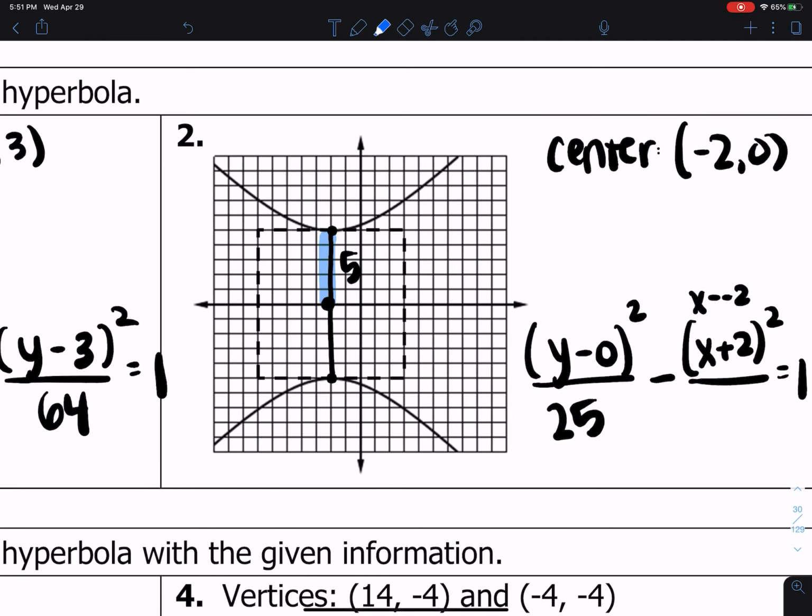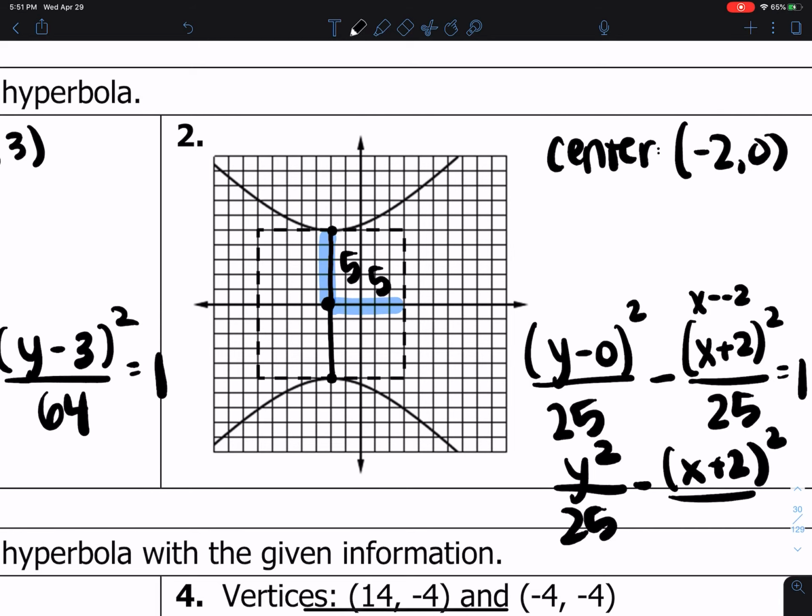And then going this way, this is also 5. So B squared is 25. So that's our equation. You could also write it as just y squared over 25 here. So it would look like this.